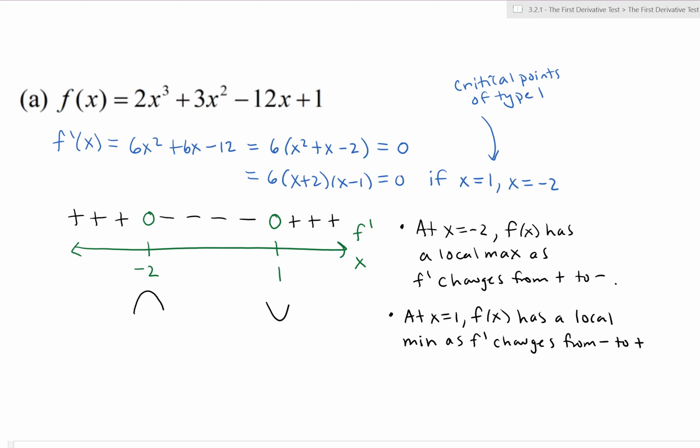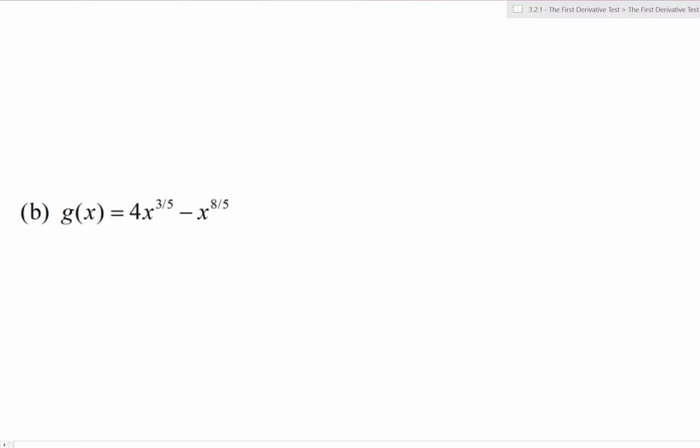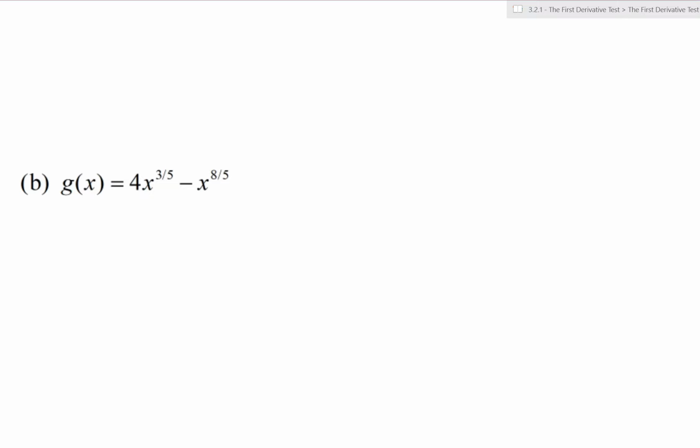Let's look at one more before we wrap it up. Okay, here's a function g of x. Let's call it 4x to the 3/5 minus x to the 8/5. And this function, because we have odd roots in both terms, is defined for all real numbers x, and it is not piecewise defined. It's a combination of power functions here, and it is also continuous for all real numbers x. And thus, if this thing has any critical points, then the first derivative test will be applicable.